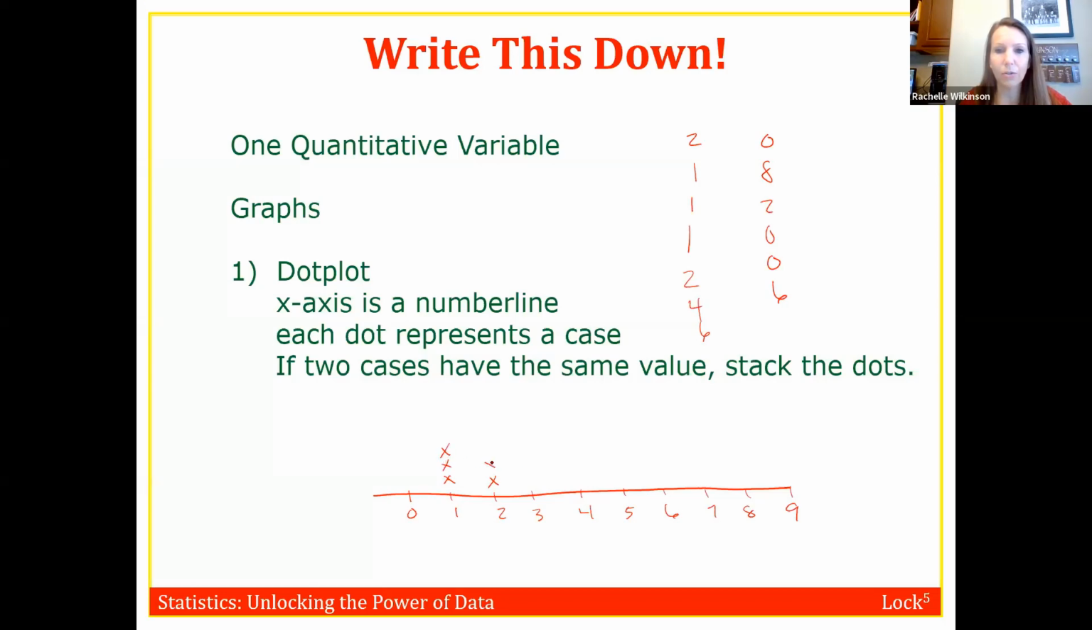Then I've got another 2. Then I have a 4, then a 6, and a 0, then an 8, and another 2, and then 2 more zeros, and another 6. All right, so this would be an example of a dot plot for this data. We're going to talk about the other graph first, and then we're going to talk about what we're looking for, because it's actually the same on both of these first two graphs.